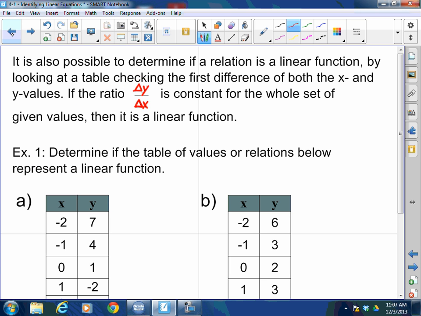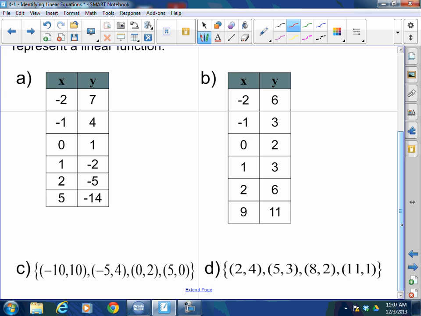So, again, find the first difference of the x's and the first difference of the y's. How did I get from the first to the second? Then divide the change in y over the change in x for each change. If they're always equal, it is a linear function. What am I talking about? Examples are the best way. What did I do to 7 to get to 4?